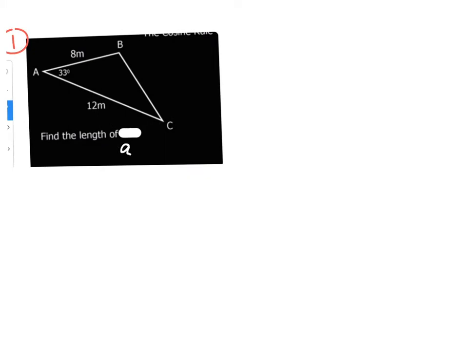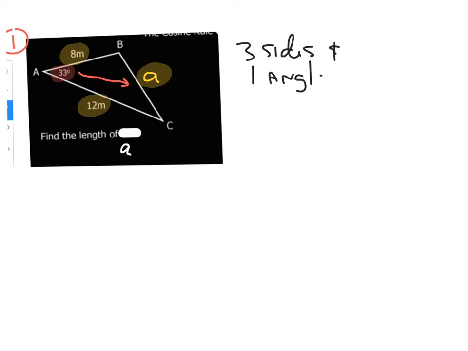Problem number 1, here they're asking you to find little a, so that's the side opposite angle A, and look and see what's given. Here we're given 2 sides and we're asked to find the third side. So here we have 3 sides and here we have 1 angle. So since you have 3 sides and 1 angle, we're going to be using the law of cosines.